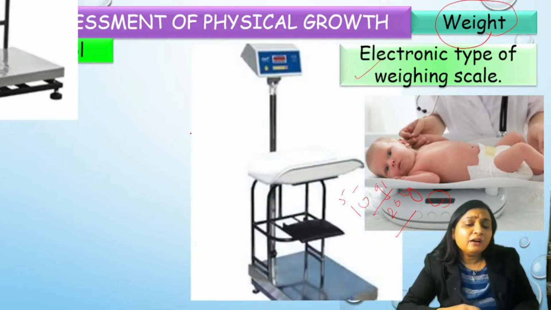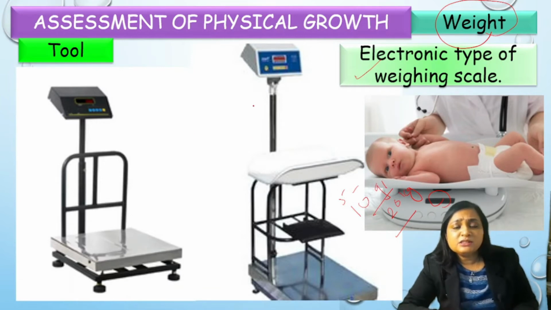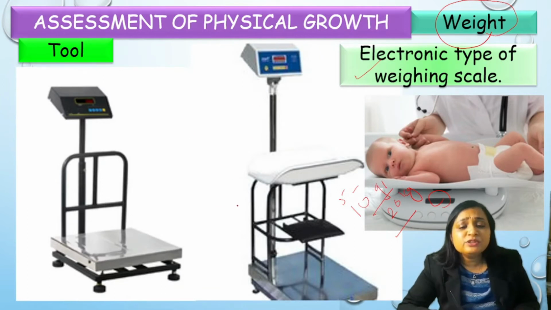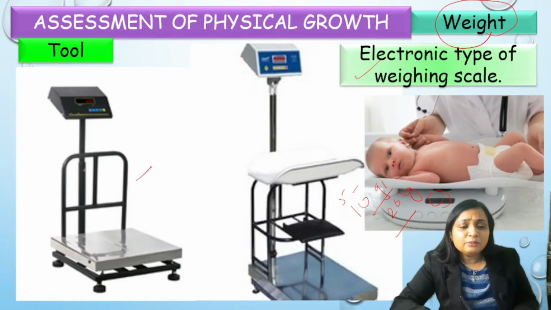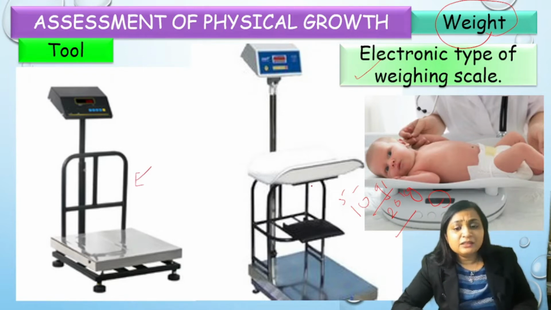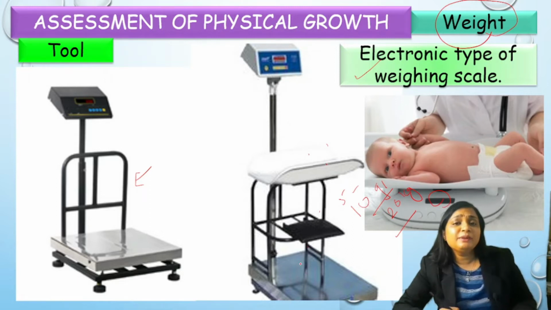This is a very big digital weighing machine, which is also used in industries. These are the standing weighing machines for big babies who can stand, and this is a combo of both. You can use this for both. If the baby is small, it can be placed here, and if it can stand, it can be placed here.